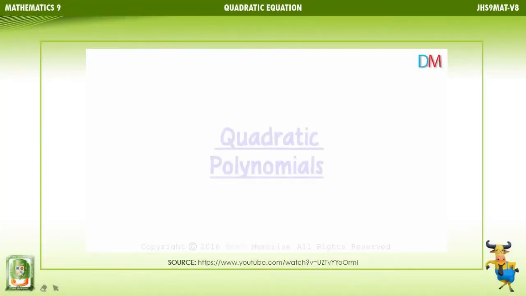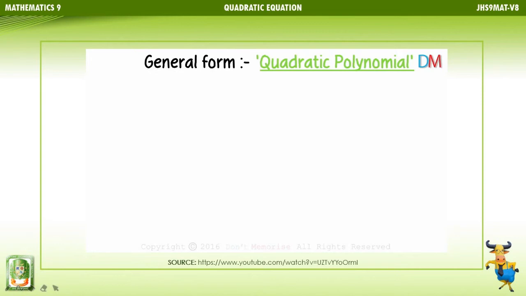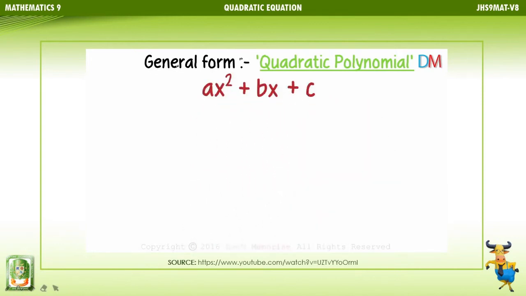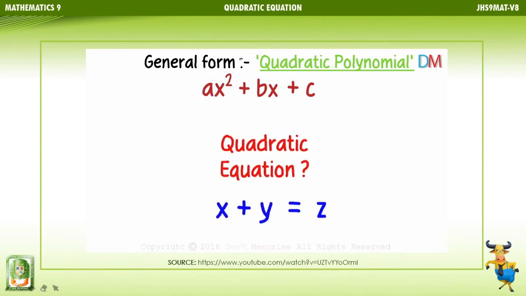All of us remember what quadratic polynomials are. The general form of a quadratic polynomial is ax squared plus bx plus c, where the constant a is not equal to 0. The degree of the quadratic polynomial is 2. So what's a quadratic equation? An equation, as we know, always has two sides, one on each side of the equal to sign.